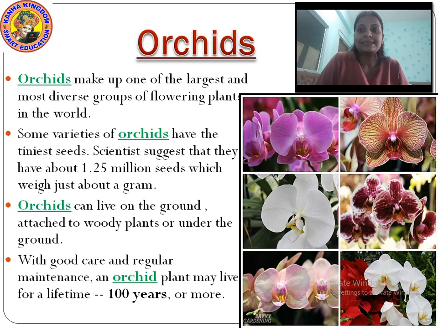Now next is orchid. O-R-C-H-I-D-S, orchids. Orchids are plants with brightly colored flowers. Means the orchid plant has flowers that are bright in color.